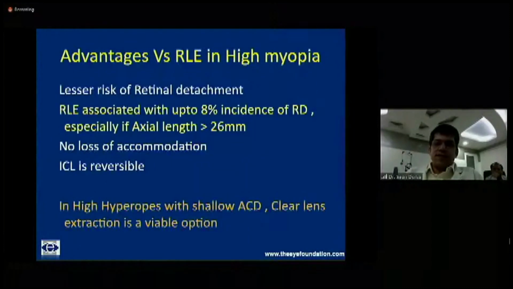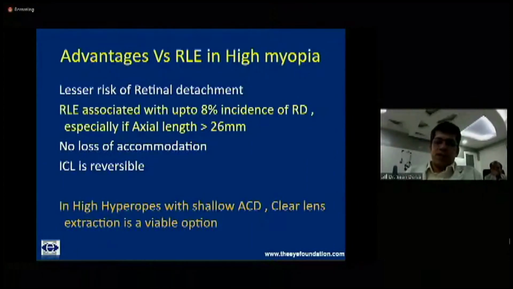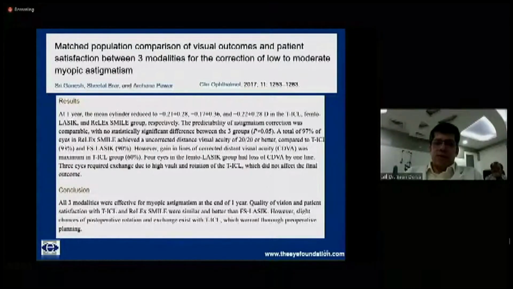Advantages versus refractive lens exchange in high myopia are well established, and currently probably no one does clear lens extraction in high myopia due to the high risk of retinal detachment. Up to 8% incidence of RD has been reported in cases of refractive lens exchange, especially if the axial length is more than 26 millimeters. In addition, the ICL also offers the advantage of no loss of accommodation and is a reversible procedure. However, in high hyperopes with a shallow AC depth, where the ICL may not offer an alternative, clear lens extraction is a viable option.